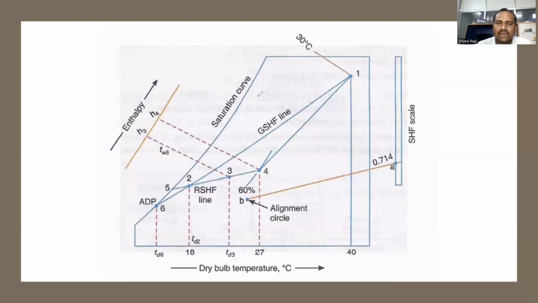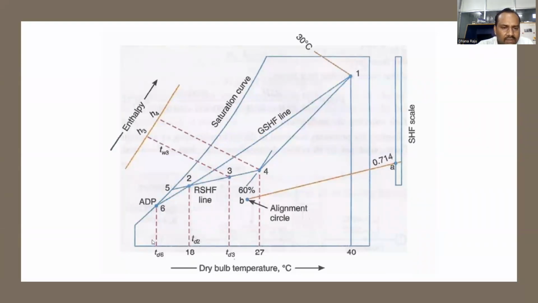Then the condition of air leaving the coil is given as 18 degrees centigrade. At 18 degrees centigrade DBT, just draw a vertical line. Then automatically it will intersect the line 4, 5. The intersection point is called 2. Once you locate point 2, join 1, 2 and extend it. It will intersect the saturation curve. That is called 6, which is called ADP.